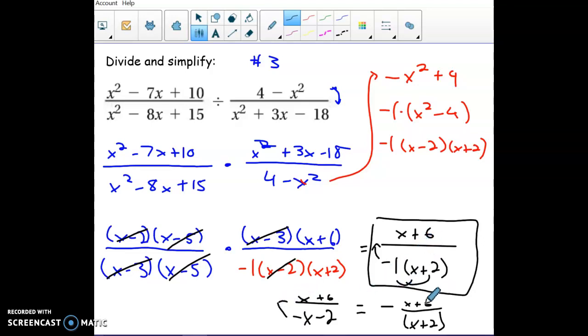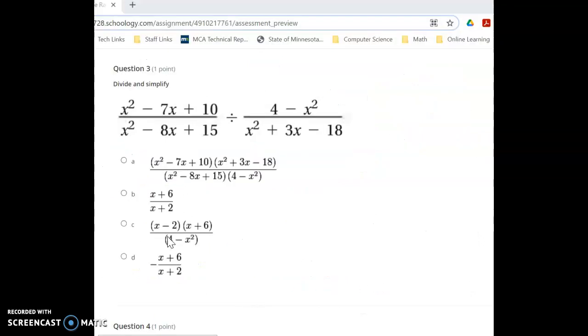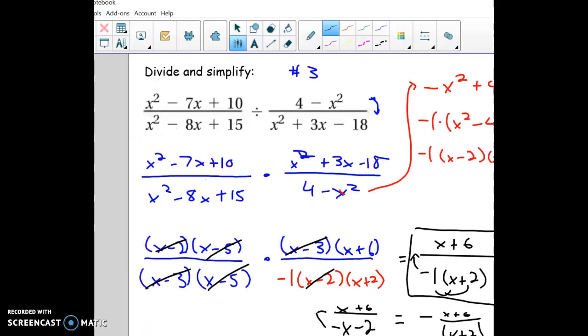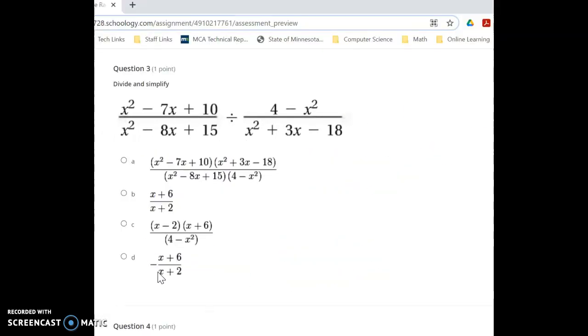So anyways, I can load it here and check. There it is. So yeah, it does look like it moves the negative to the front. So it would be a negative in front and then x plus 6 over x plus 2. Looks like that. All right, that's it.